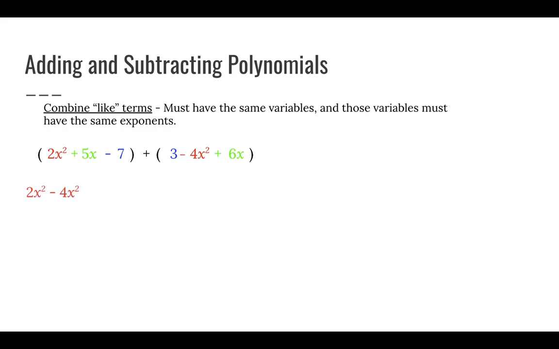So I'm going to put the reds together. I'm going to put the greens together. And lastly, the blues. And I combine from there. 2x squared take away 4x squared will give us negative 2x squared. 5x plus 6x is positive 11x. And negative 7 plus 3 is negative 4. So that's combining like terms and adding polynomials together.